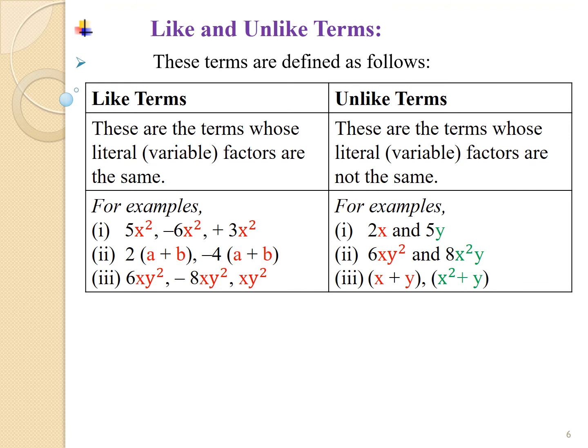Now let's see unlike terms. These are the terms whose literal, that is, variable factors are not the same. Example 1. 2x and 5y. Example 2. 6xy squared and 8x squared y. Example 3. x plus y and x squared plus y. Thus, we can say that in a given algebraic expression, the terms having the same literal factors are called like or similar terms. Otherwise, they are called unlike or dissimilar terms.